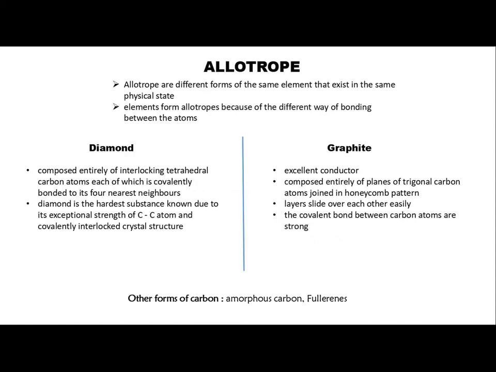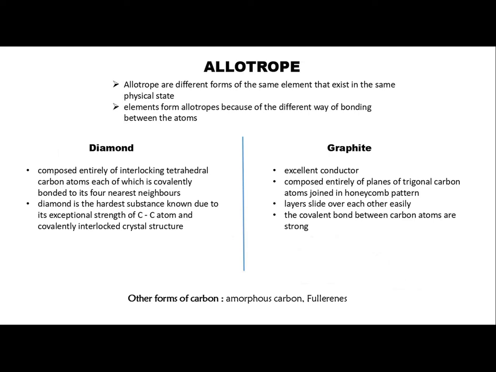Allotrope. Allotropes are different forms of the same element that exist in the same physical state. Elements form allotropes because of the different ways of bonding between the atoms. There are two. Diamond, composed entirely of interlocking tetrahedral carbon atoms, each of which is covalently bonded to its four nearest neighbors. Diamond is the hardest substance known due to the exceptional strength of carbon-carbon bonds and its covalently interlocked crystal structure.